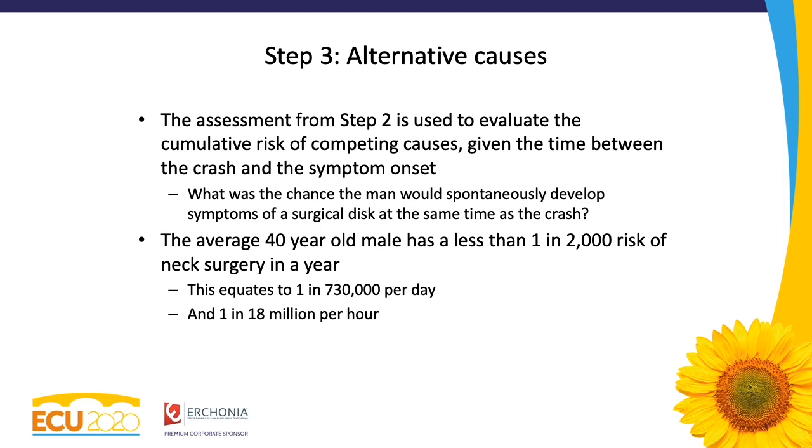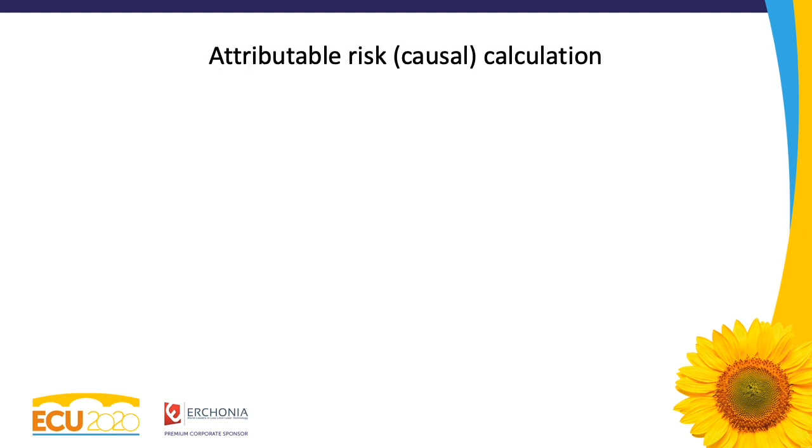But let's just say we're interested in finding out what's the chance that this guy was going to get up on this day and develop pain that leads to neck surgery. We would say it's no more than 1 in 730,000. So how does that work out with the other information we have?